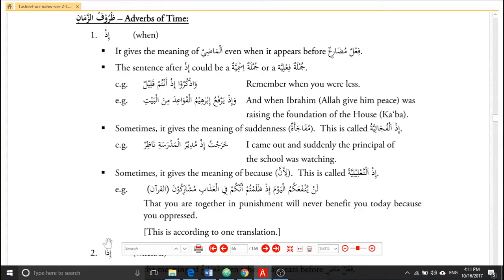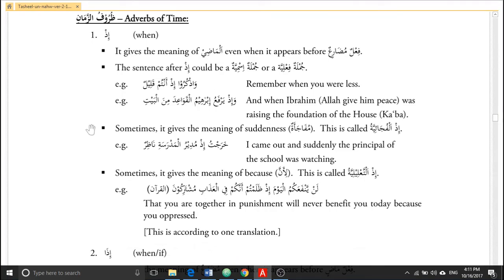Inshallah, then you will see a lot in Quran that إذ comes, and there's another one, إذا. So inshallah, we'll study that tomorrow. Inshallah. So study hard. May Allah subhanahu wa ta'ala give us the ability to study, and give us the tawfiq to understand. And may Allah make it easy for us to understand.